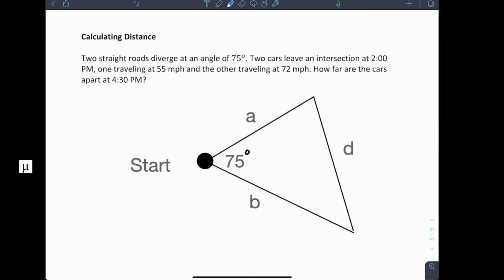Now, these are applications that are starting to get into law of cosines. Okay? Law of cosines. Now, you say, why is it law of cosines? Well, let's read here. They say two straight roads diverge at an angle of what? 75 degrees.